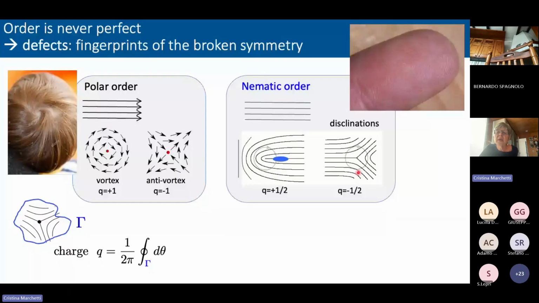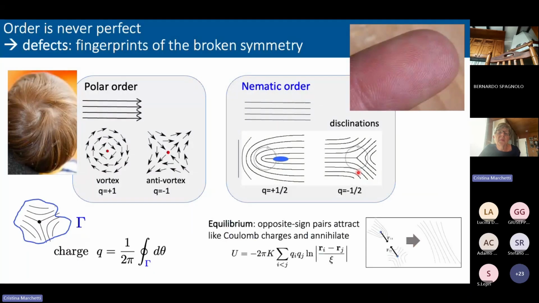Now, in equilibrium, one can show that the elastic distortion associated with the presence of the defects leads to an interaction among defects, which is really like a Coulomb interaction, and that's why the name topological charge. And so in 2 dimensions, and most of my talk will be focused on 2 dimensions, opposite sign charges attract with an interaction that is logarithmic.